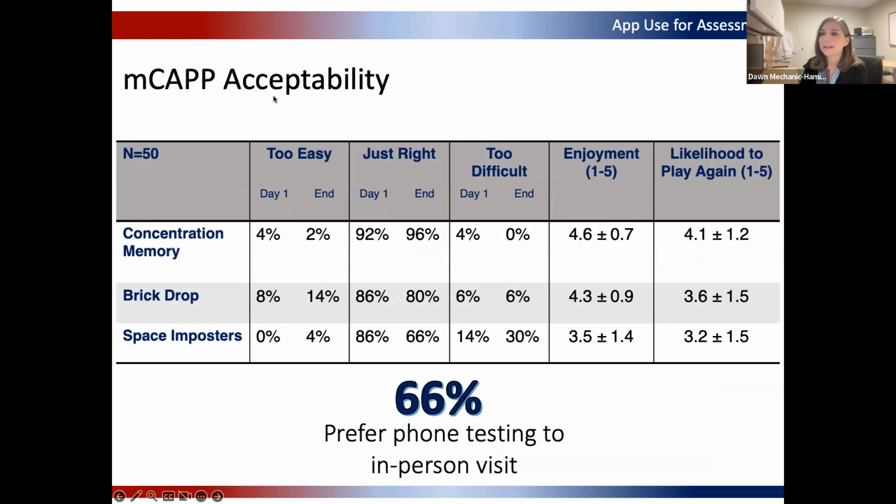This was their ratings of acceptability across the 3 tests. So we asked them, is it too easy, just right, or too difficult? And these were their ratings, after day 1 and at the end of 2 weeks. And you can see there's a difference in these, where they generally think that the concentration memory task is just right. The brick drop task and the space imposters in particular, they are rating as too difficult.